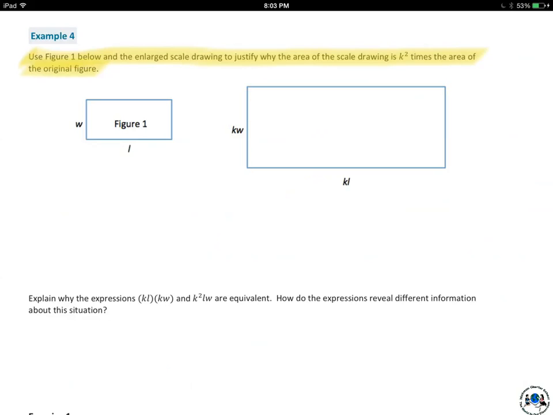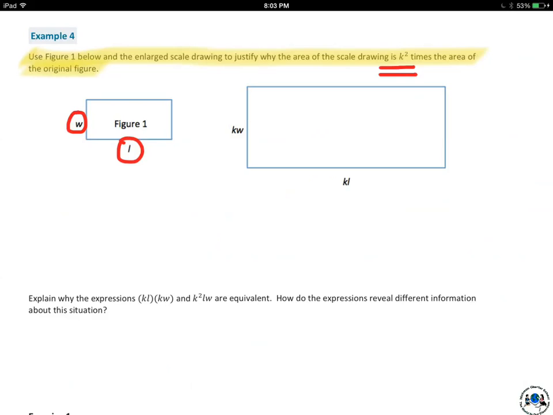Our rule here is, if we're going to use scale on a one-dimensional basis, we just square that scale to get it in terms of two dimensions. That's what you can see right here, and I'll go through it all, but the point here is that you have figure 1, and you have W and L, which are length and width.